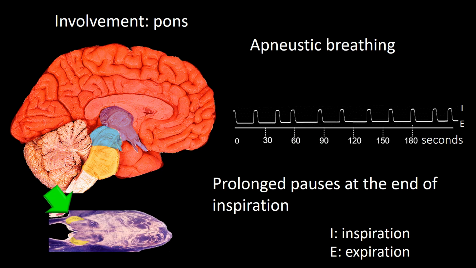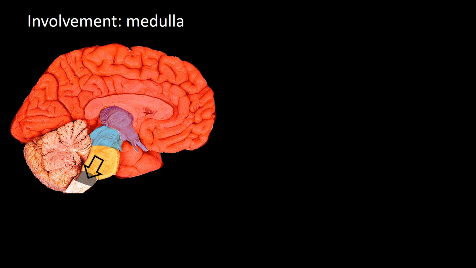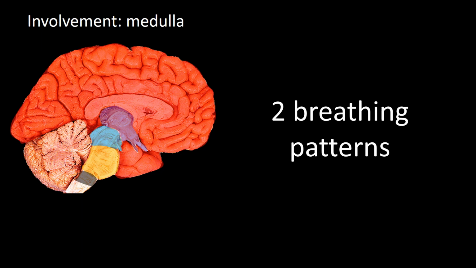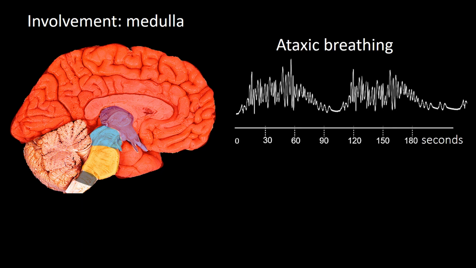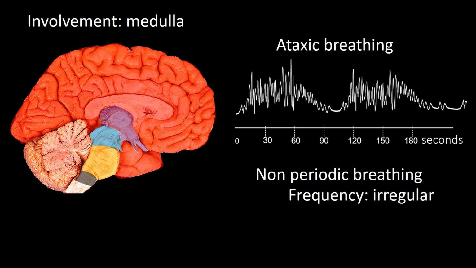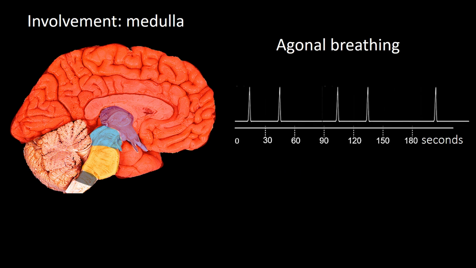This pattern is more commonly seen with lateral tegmental involvement. In the lower pons, involvement of the medulla can produce two breathing patterns. Ataxic breathing. This is a non-periodic breathing pattern of irregular frequency and amplitude. The second type of breathing pattern seen with medullary lesion is called agonal breathing. This breathing pattern is characterized by infrequent deep breaths.